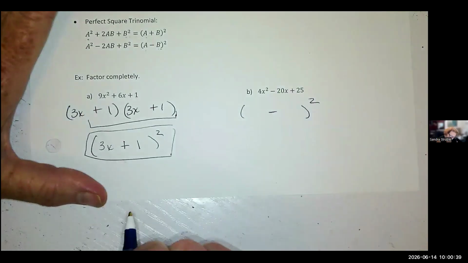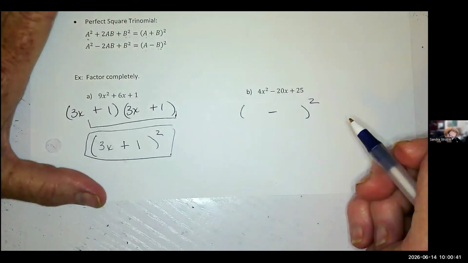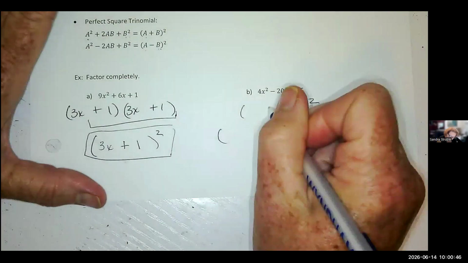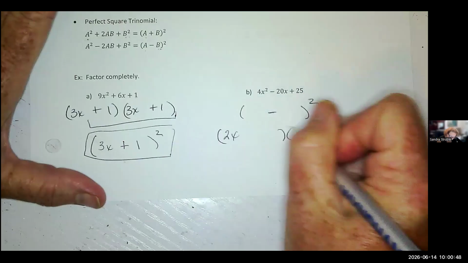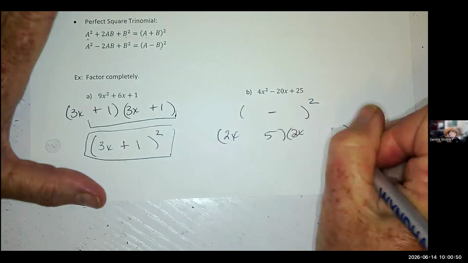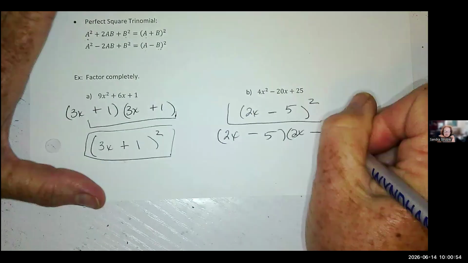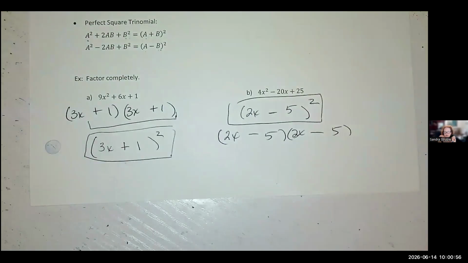Now, if you struggled with this, you can again break it into 2 parentheses. 2x, 2x, 5, 5. They're both negative. So 2x minus 5 squared. Whatever is easier for you. I just want you to understand that this is an option. Okay. All right.